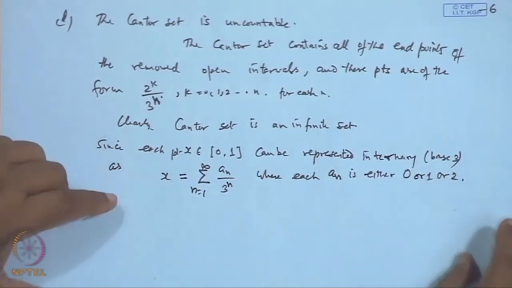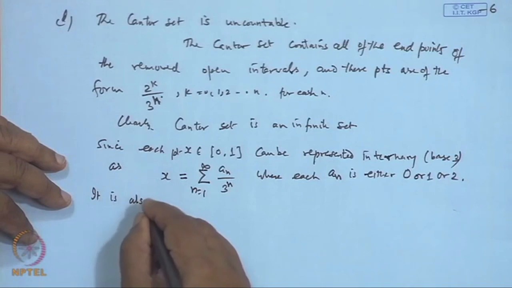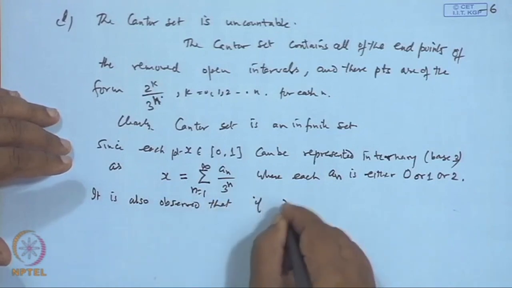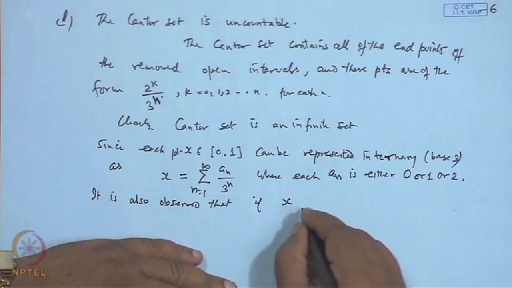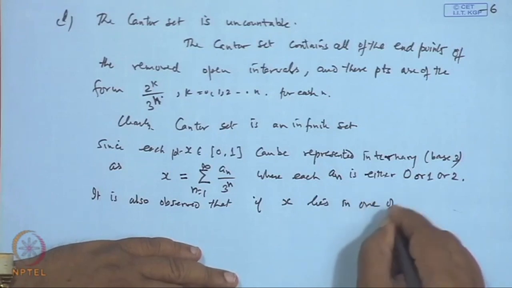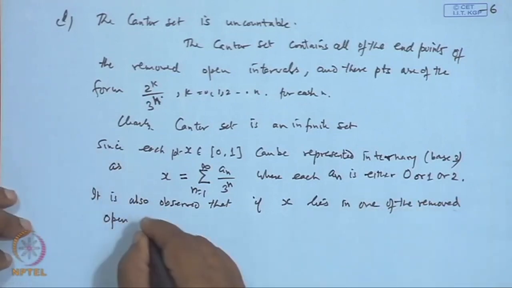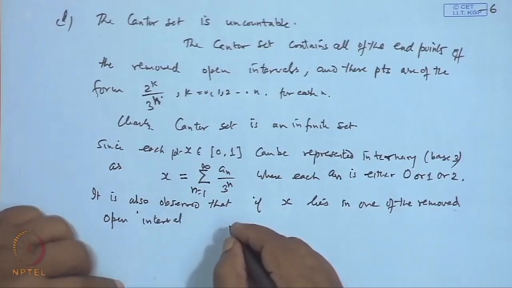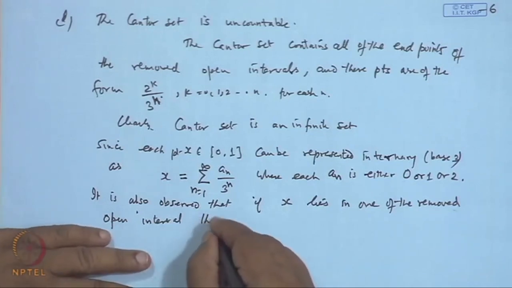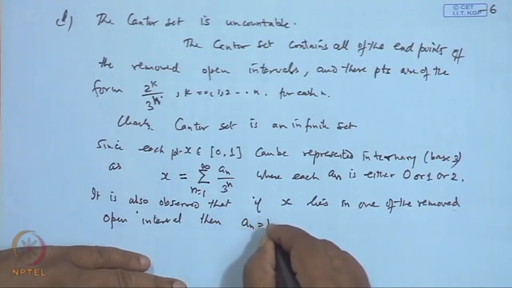Okay? Now, it is observed that if x lies in one of the removed open intervals, then at least one a n will be 1 for some n.